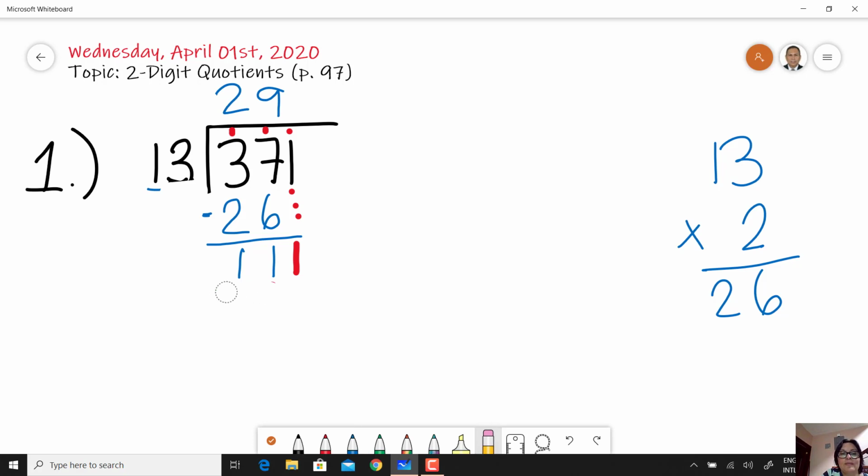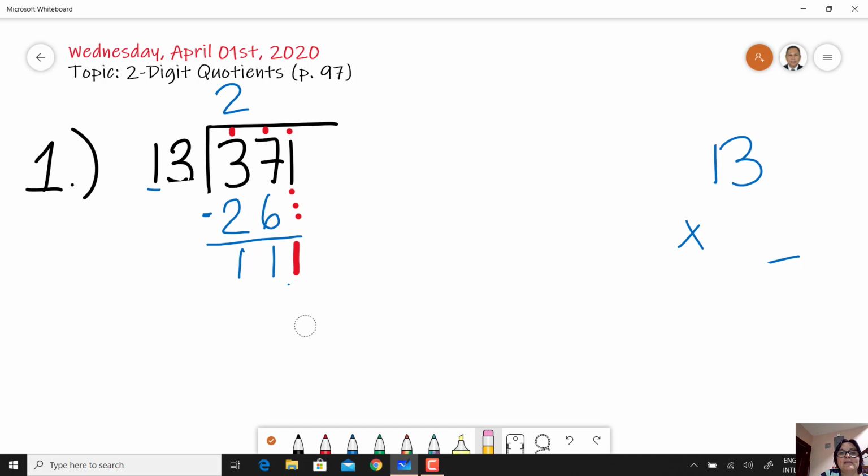Okay, so let's multiply 9 times 13. In this case, we are going to erase this. 9 times 13. 9 times 3, 27, excellent. And 9 times 1, 9 plus 2, 11. Can you use 117 in here? No, right, because 117 is greater than 111.